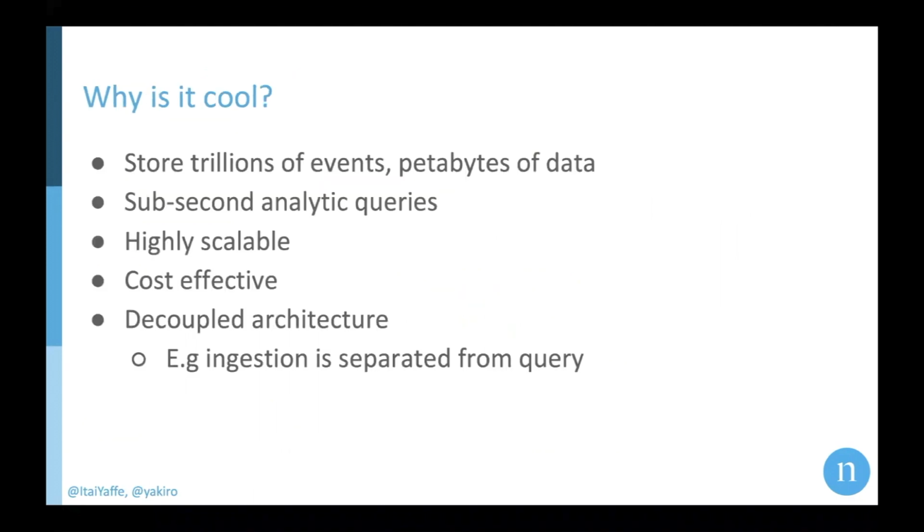And why is Druid cool? So first of all, it can store trillions of events and petabytes of data, which is what you want when you handle big data. It can serve analytic queries in sub-second. It's highly scalable and cost-effective. And it has a decoupled architecture. So for example, the ingestion process is separated from the query process, which kind of answers the problem we had with Elasticsearch.